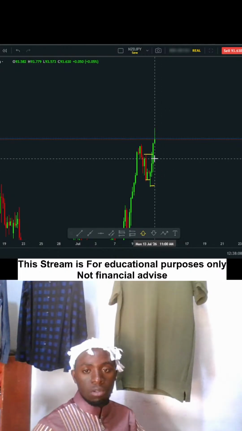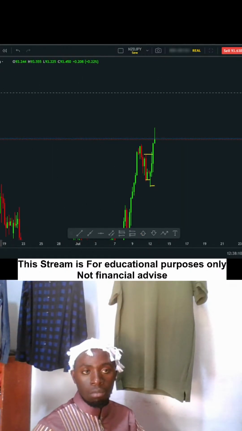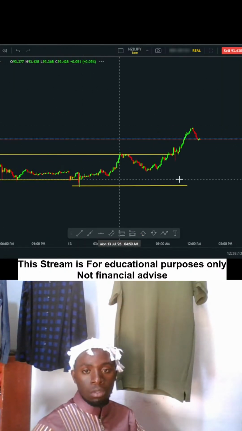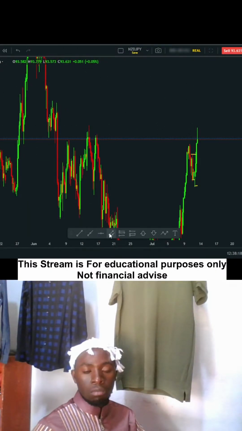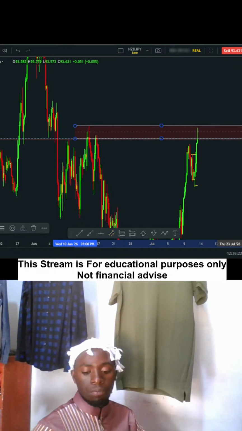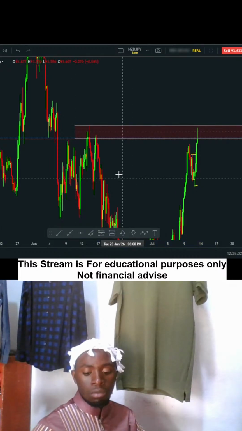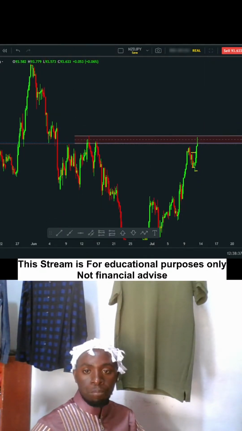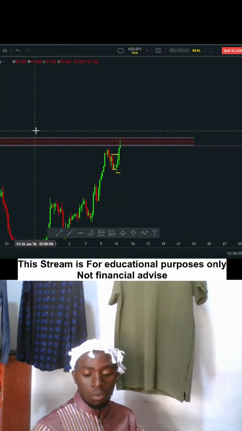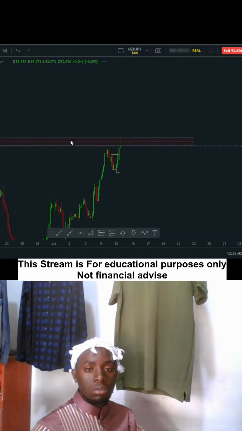The higher time frame is massively bullish. Massively bullish. This is somehow similar, but we have a resistance on the left. We have a big resistance. This will need us to be very careful.